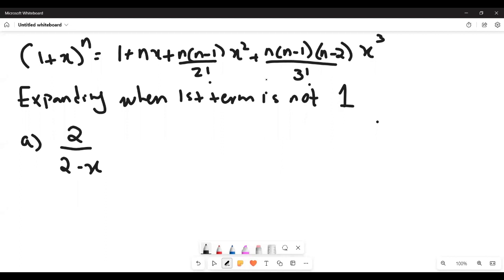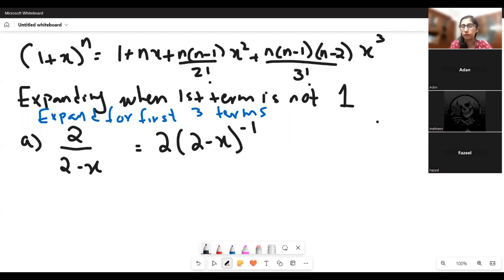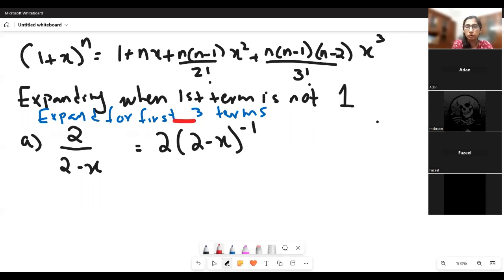Okay. So the question is expand for the first 3 terms. In order to expand this, I'm going to bring the denominator up first. So I get 2 times (2 minus x) power minus 1. Now we can apply binomial expansion on this if this becomes 1 somehow. Now how do we change it into 1?